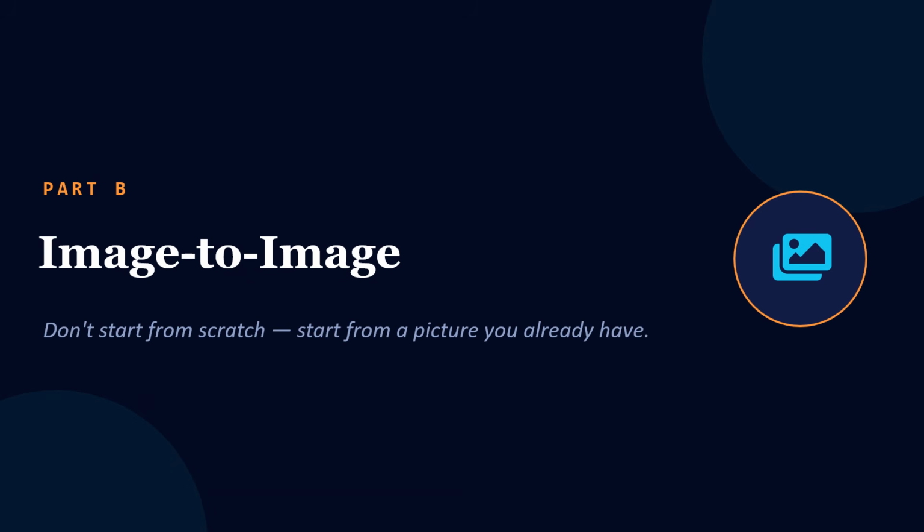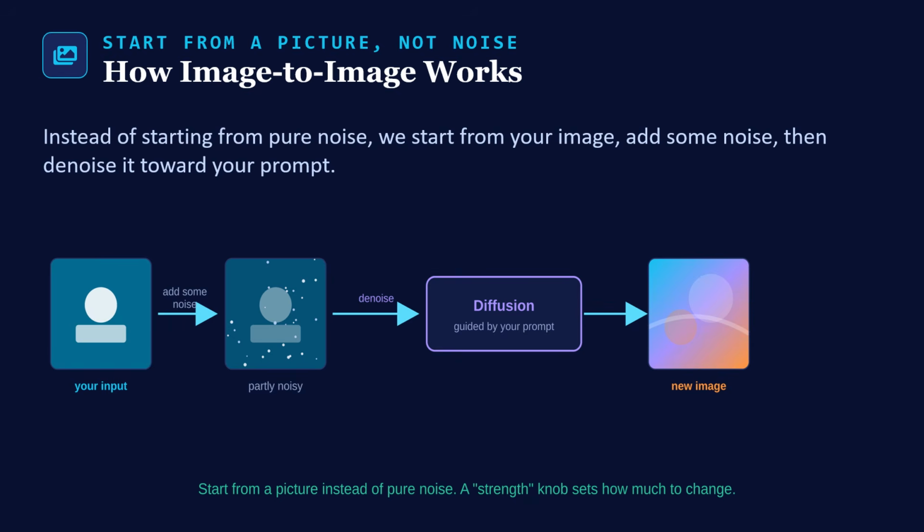Now part B, image to image. Sometimes you don't start from scratch. You already have a picture, maybe a photo, maybe a rough sketch. Image to image lets you change it. The idea builds on what we know. Normally we start from pure noise. This time we start from your image. We add some noise to it, not all the way, just part way. Then we denoise it, guided by your prompt.